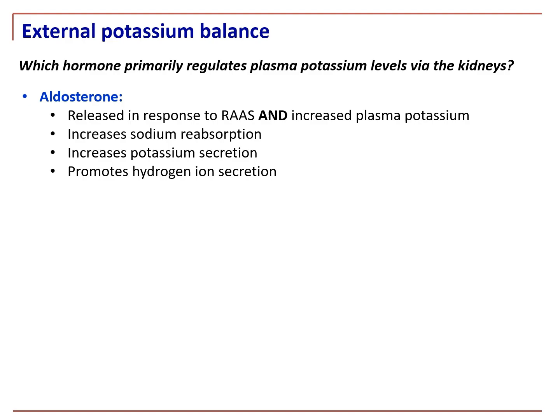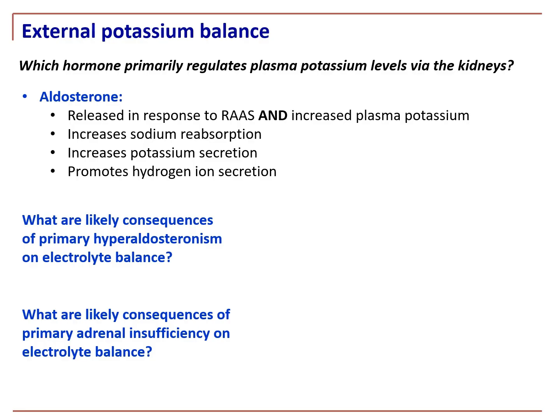But as well as being released in response to the renin-angiotensin-aldosterone system, on its own, an increased plasma potassium will also stimulate aldosterone release. Why? Because aldosterone also, in those distal nephrons, increases potassium secretion. So it's a mechanism for removing too much potassium from our circulation. And at the same time as releasing potassium, it also promotes hydrogen ion excretion. So it does a couple of things there.